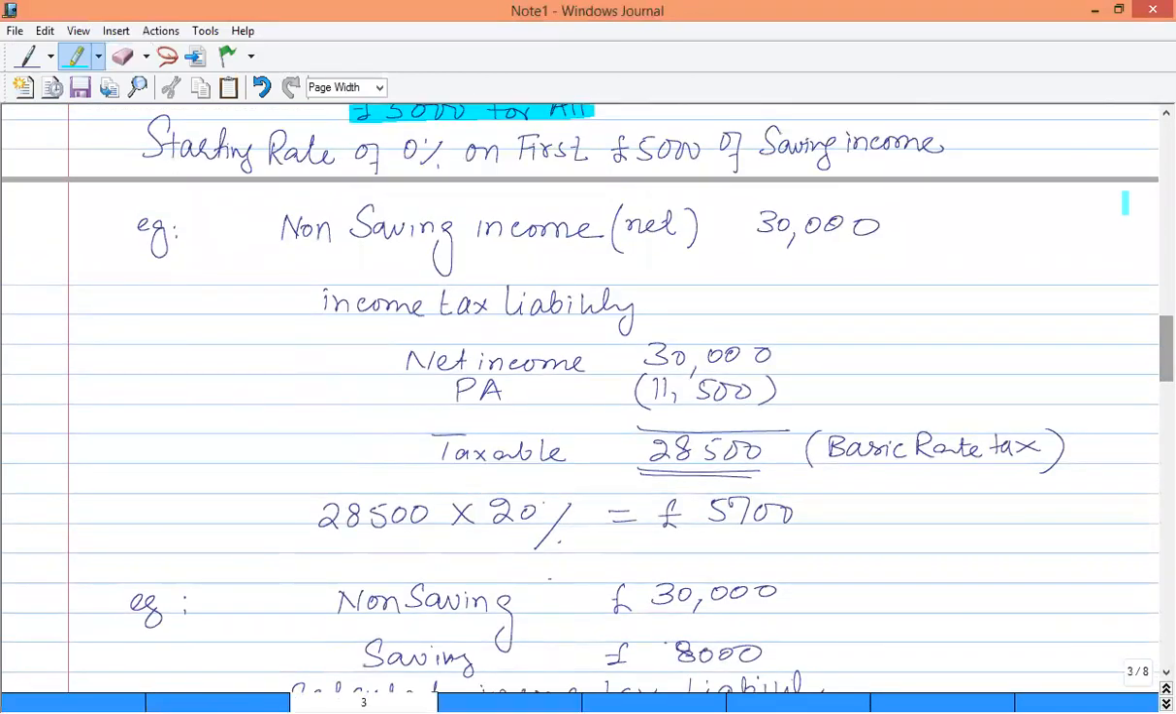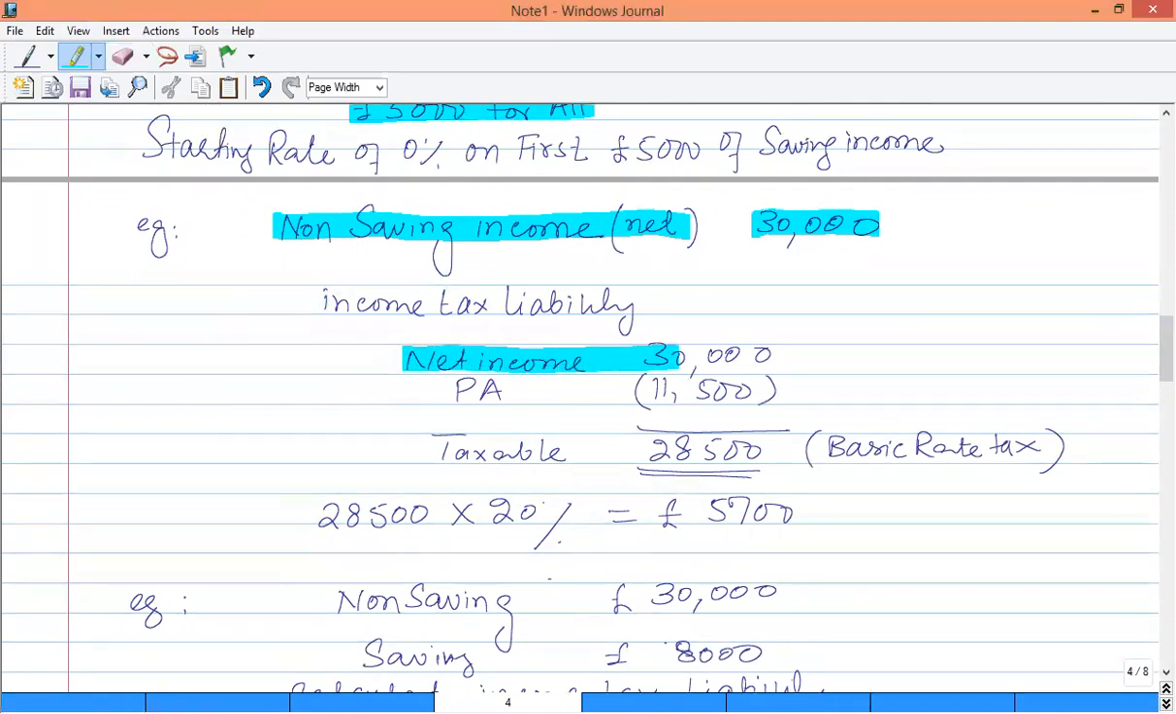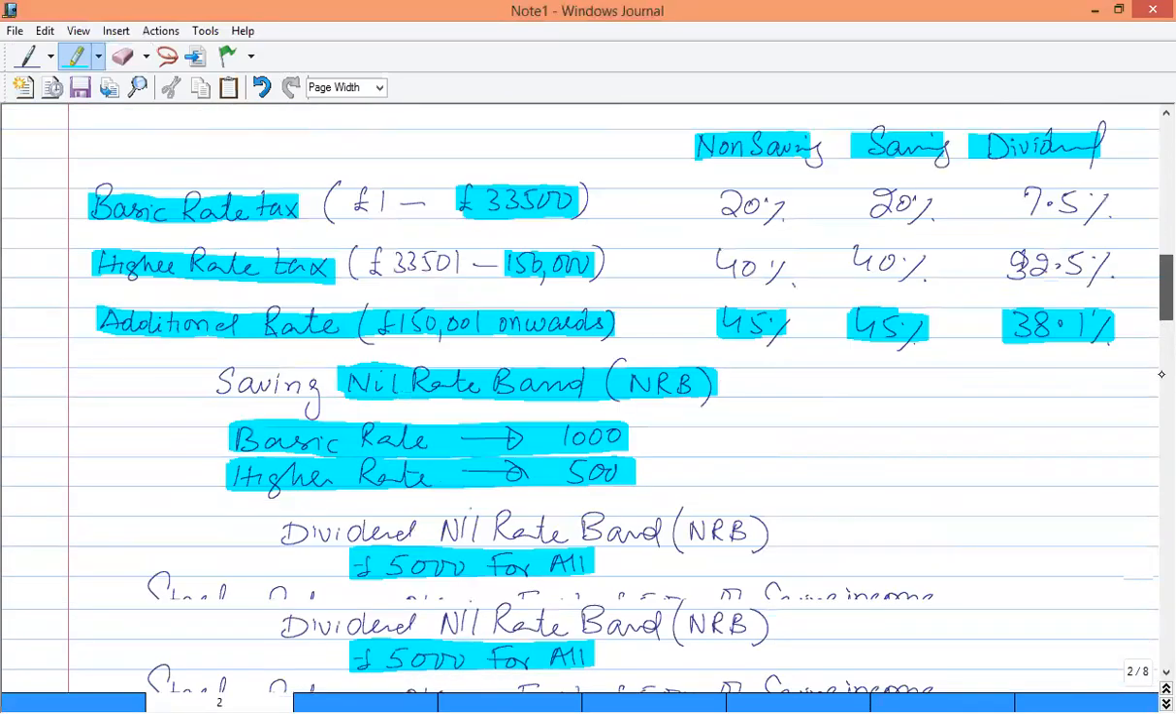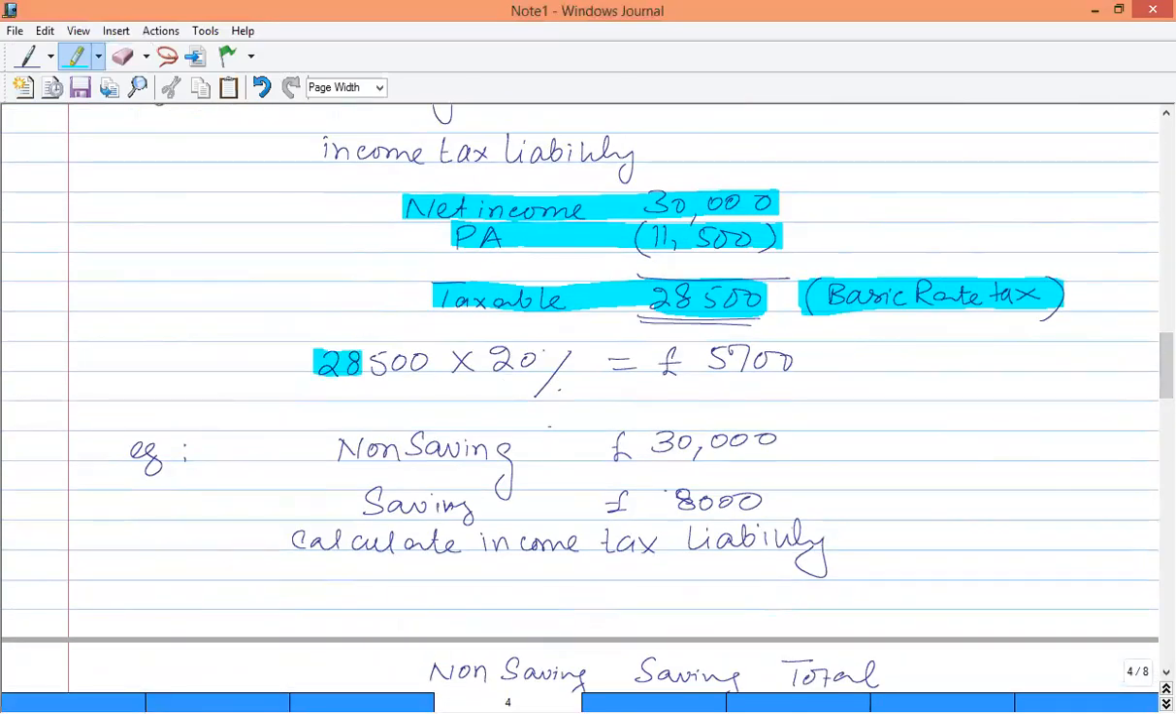Assume an individual's non-saving income, that is net income, is 30,000. As it is a net income, we have to deduct the personal allowance from this, and there is no other source of income. After deducting the personal allowance of 11,500, taxable income is 28,500. As the income is less than 33,500, the taxpayer is classified as a basic rate taxpayer. As this is non-saving income, the first rate is 20%. So the income is 28,500, the rate is 20%, and the income tax liability is 5,700.